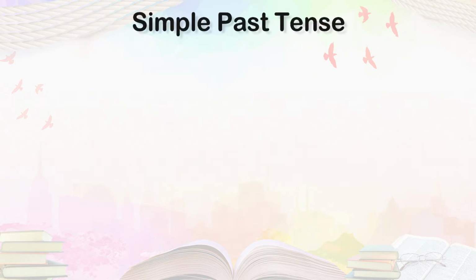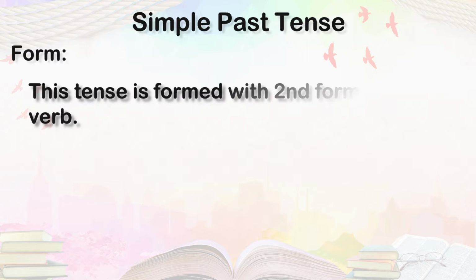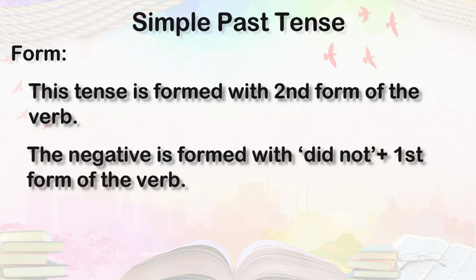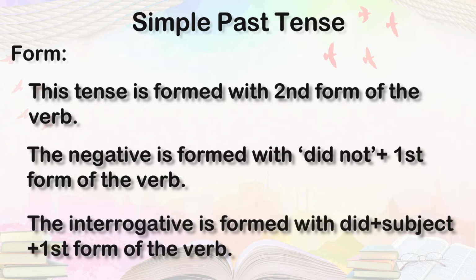Dear children, in simple past tense, this tense is formed with second form of the verb. The negative is formed with did not plus first form of the verb. The interrogative is formed with did plus subject plus first form of the verb.